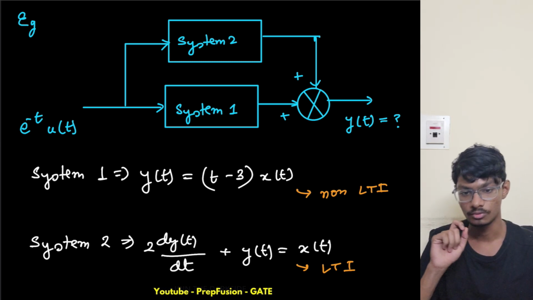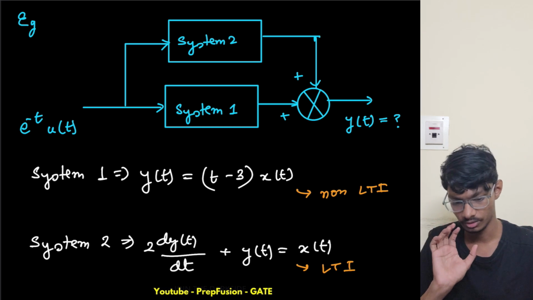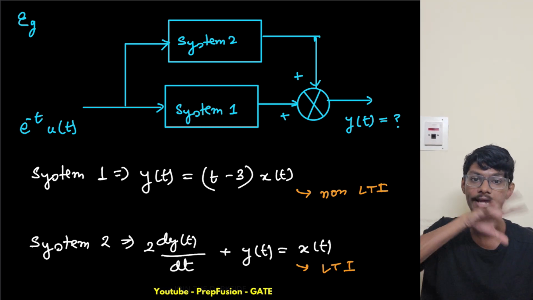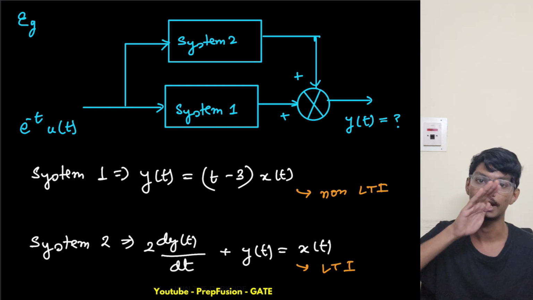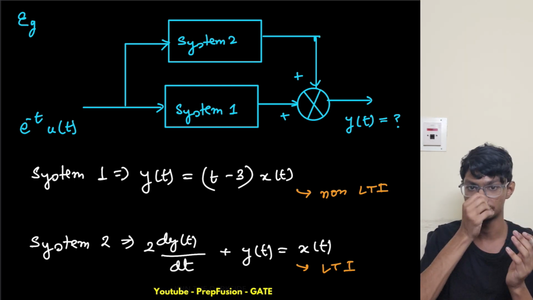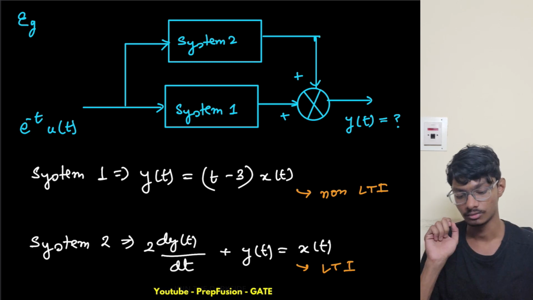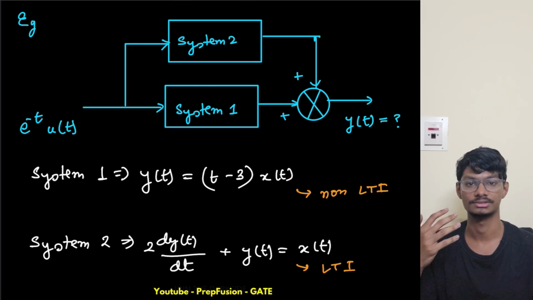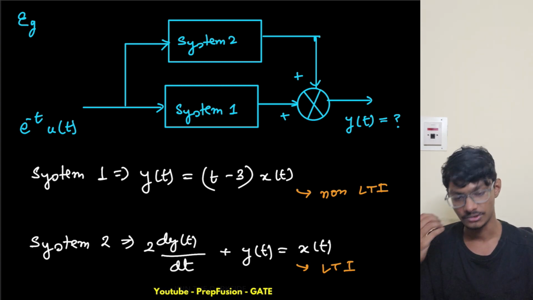Okay, so what we need to do is find the outputs in time domain for each of the cases, then add them up. Don't just find the transfer function and then do it. Okay, we can't find the transfer function for this one, right? Because transfer function doesn't exist for this non-LTI system.